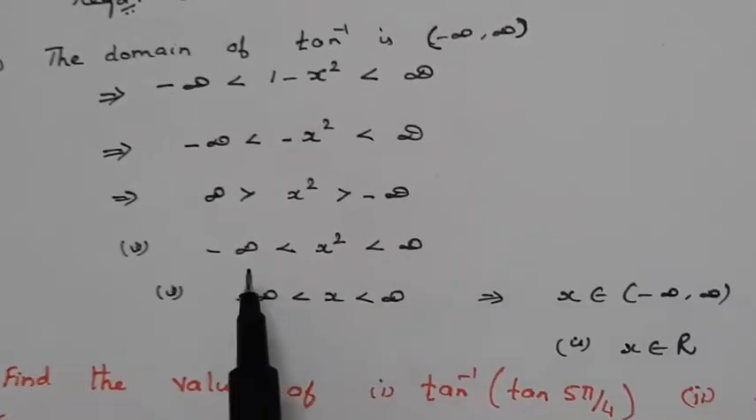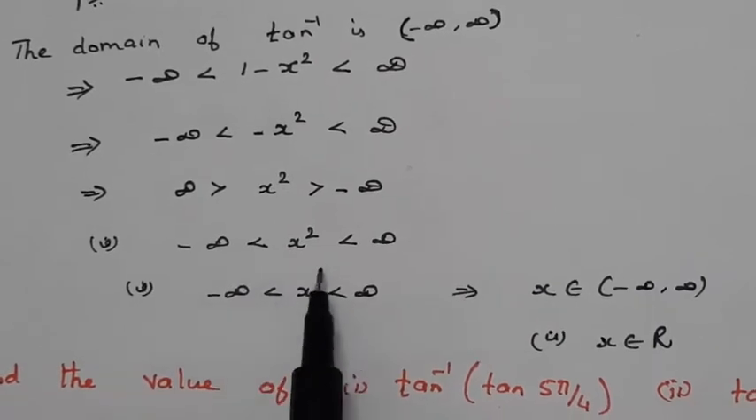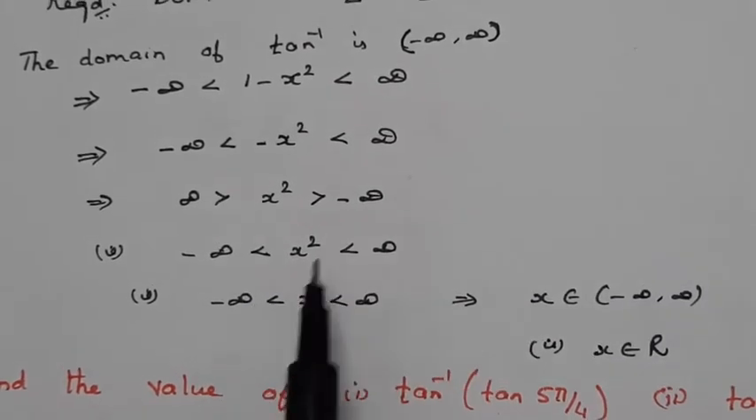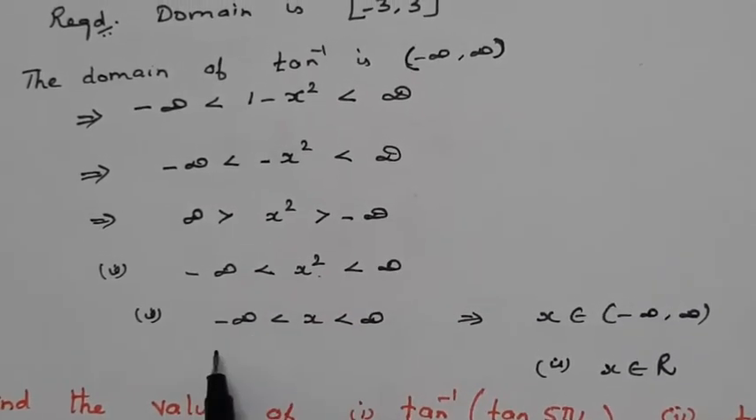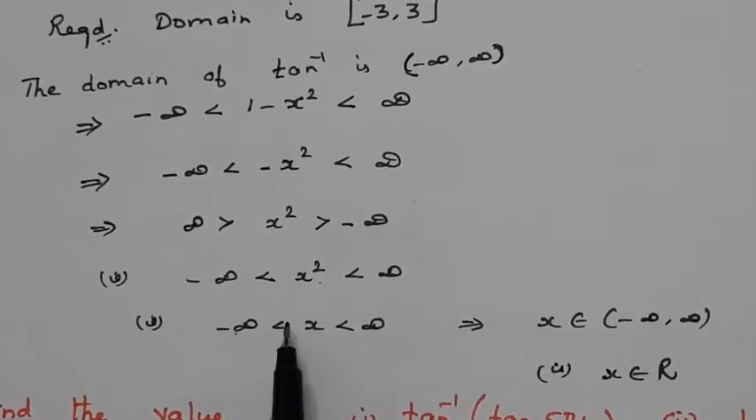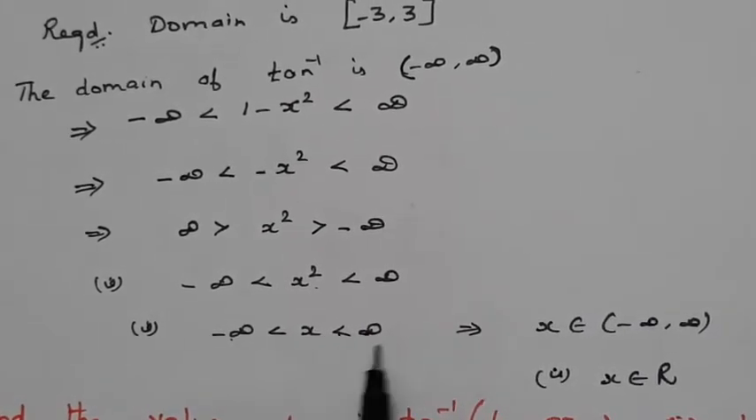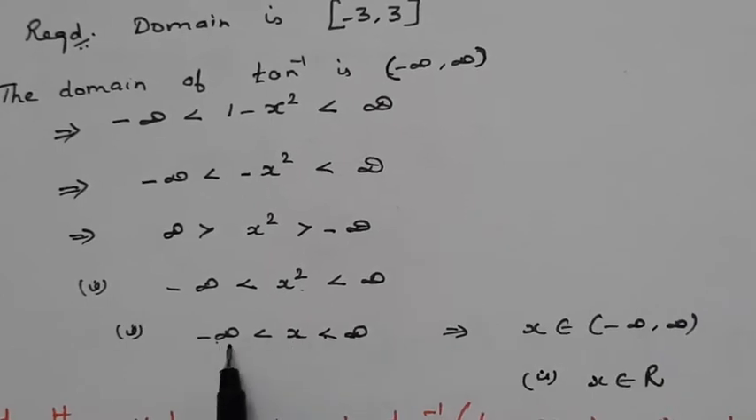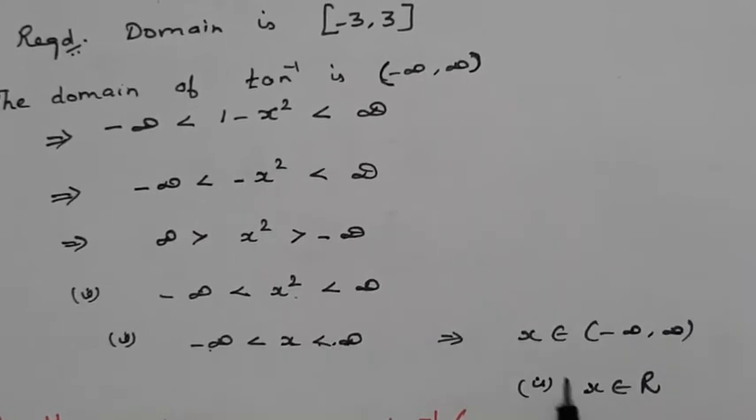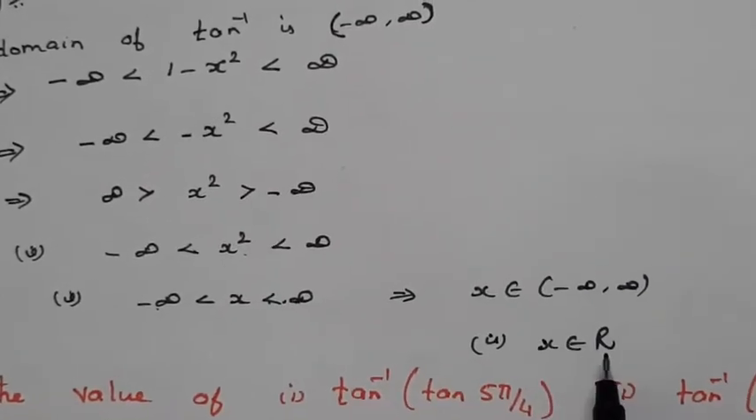Again taking square root, it is an infinity, so it won't be any simple number. Taking the square root again gives some other infinity. So minus infinity less than x less than infinity. So what is the range of x? X belongs to the open interval minus infinity to infinity. That is, x belongs to the entire real numbers R. Okay.